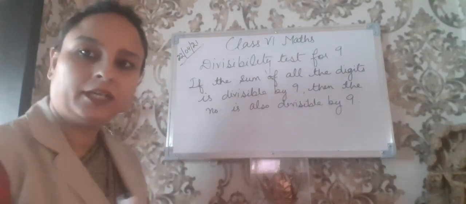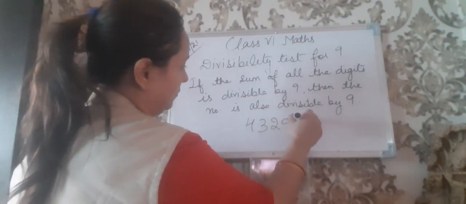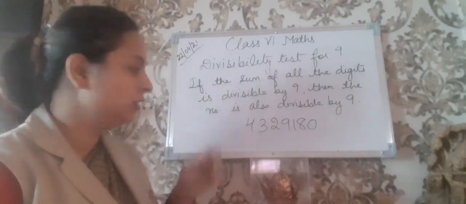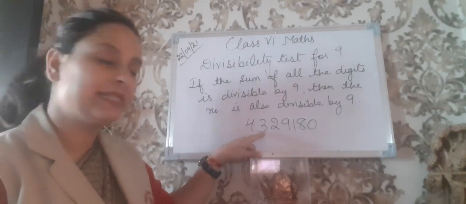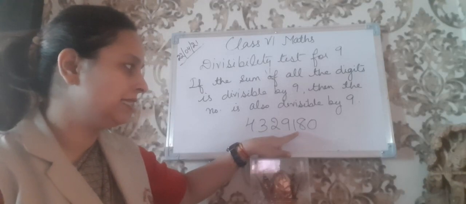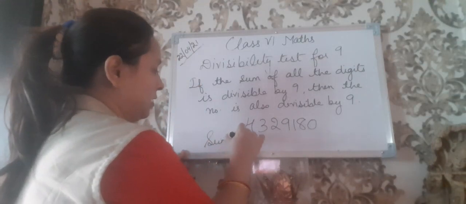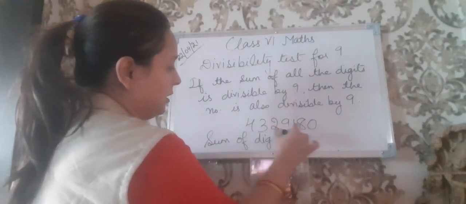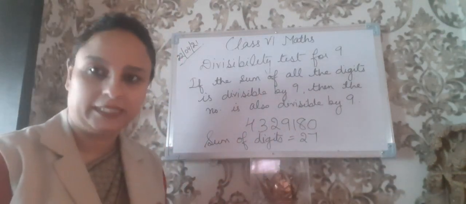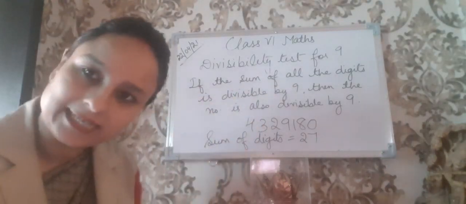Shall I give you one example here? 4329180. Let's just add up all the digits. 4 plus 3 is 7, plus 2 is 9, 9 plus 9 is 18, 18 and 1 is 19, and 19 and 8 is 27. So sum of the digits is equal to 27. Is it divisible by 9? Yes, it is. So the whole number is divisible by 9. Understand?